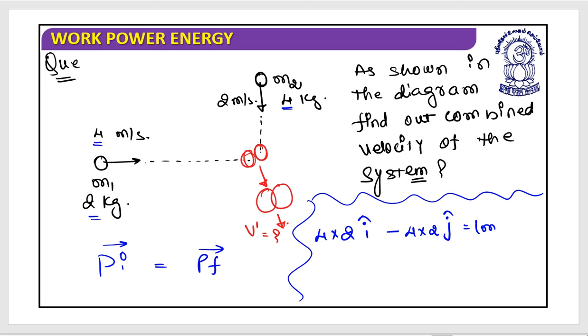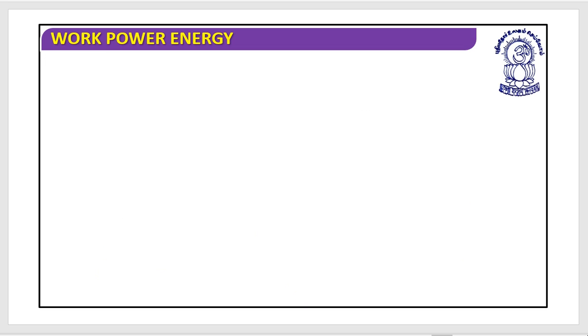I should write it as (m1 plus m2) times vector v. Is it clear? So this is 4 times 2 is 8i minus 4 times 2 is 8j. That should be equal to m1 plus m2. This is 2 kg, this is 4 kg, so this would be equal to 6 times the velocity vector v. So 6 times v should be 8i cap minus 8j cap.